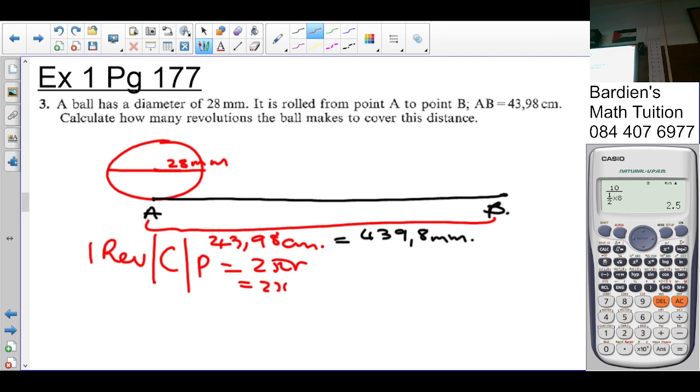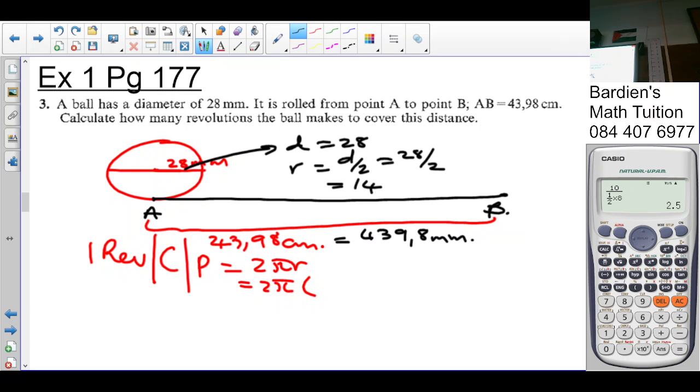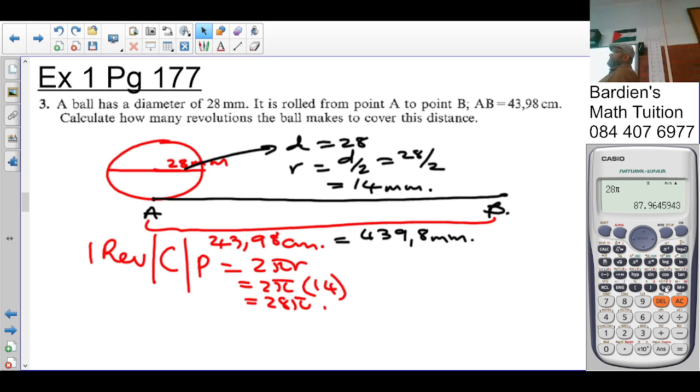2 pi r. So it's going to be 2 pi. What's my radius? If the diameter is 28, the radius is diameter over 2, which is 28 over 2, which is 14 millimeters. So it's 28 pi. Now 28 pi, which is 87.96, if you want, you can write that.